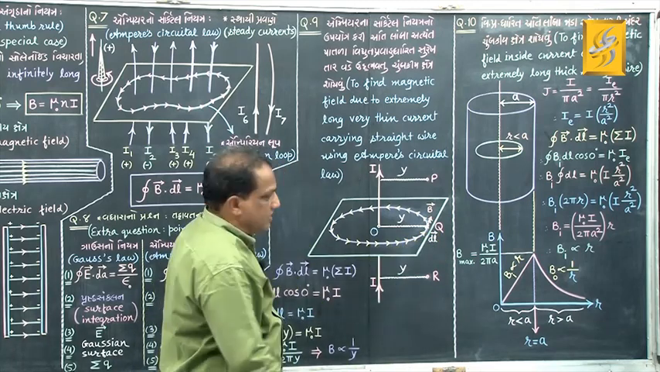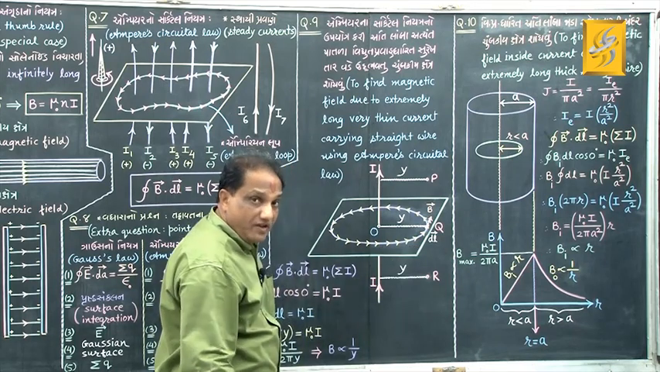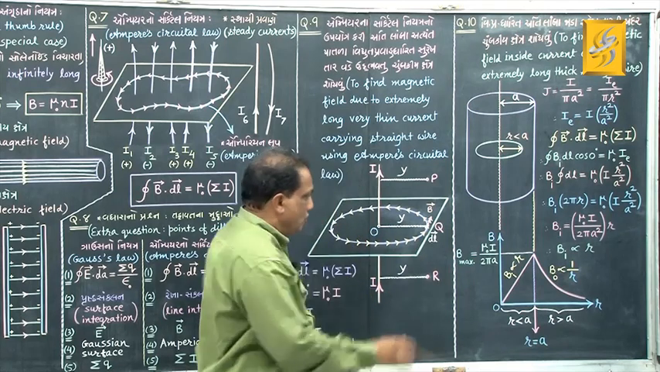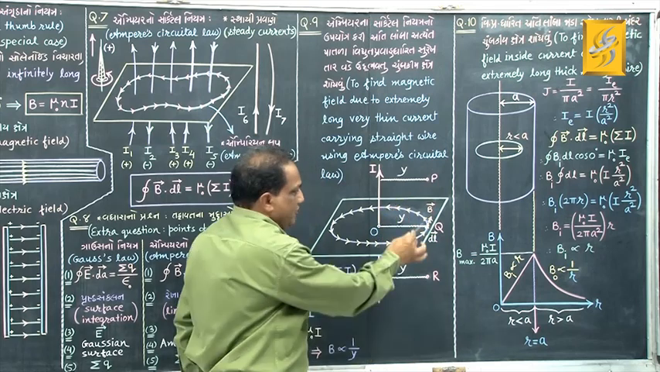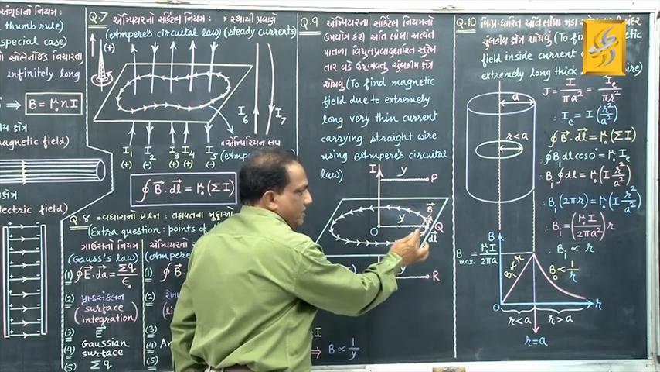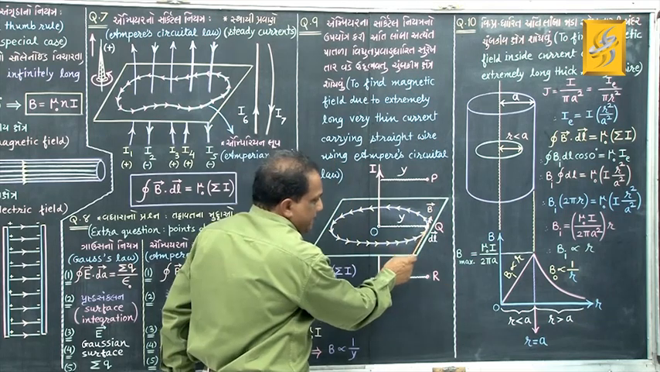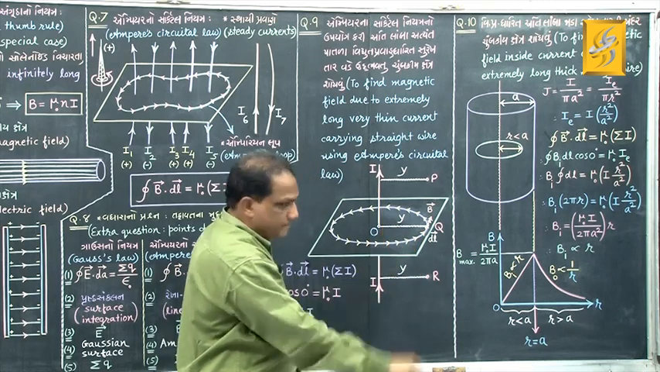Now because point Q is lying on the magnetic field line, the direction of magnetic field at this very point will be in the direction of the tangent drawn to this magnetic field line at this very point. And because it is circular, for a circle, the tangent is always perpendicular to the radius. So this tangent is perpendicular to this local radius at this very point.